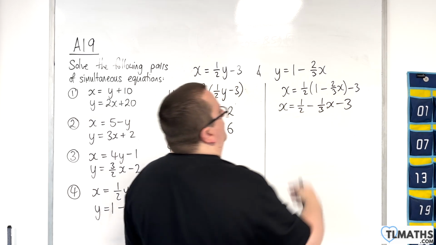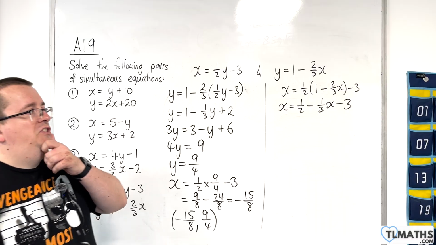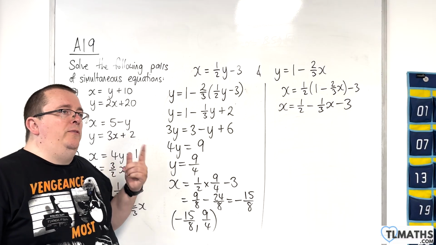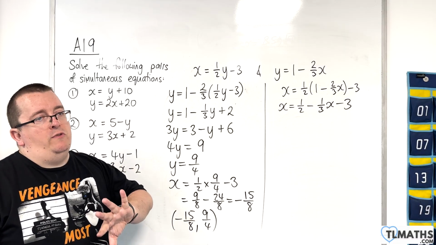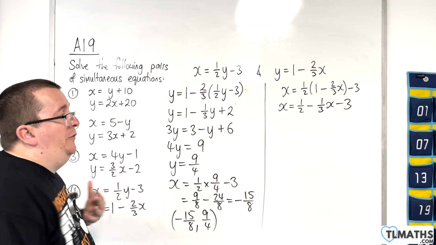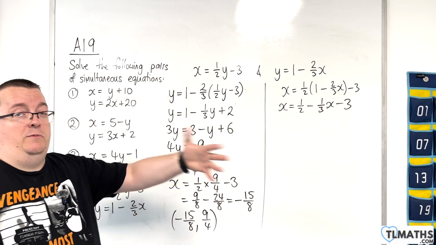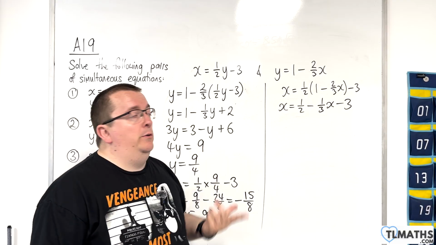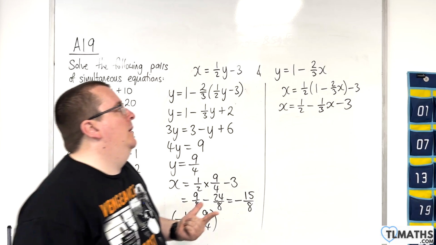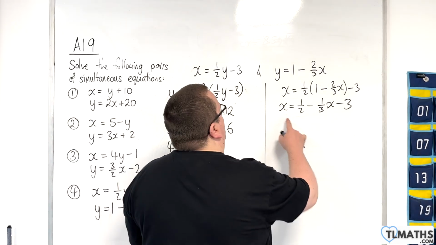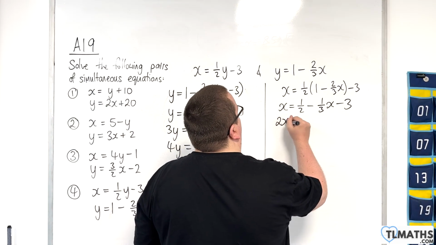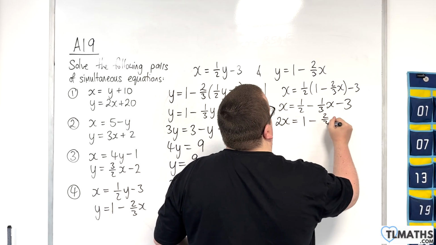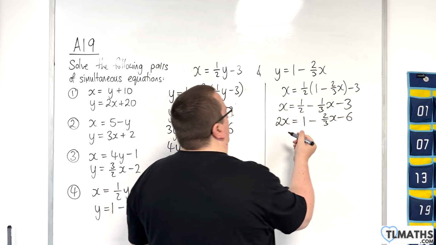Now we've got both a half and a third here. So you can either multiply through by 2 first, or multiply through by 3 first, or multiply through by 6, because 6 is 2 times 3. And that will deal with both fractions at the same time. Let's do it stage by stage. We'll multiply through by 2 first. Then we'll multiply through by 3.